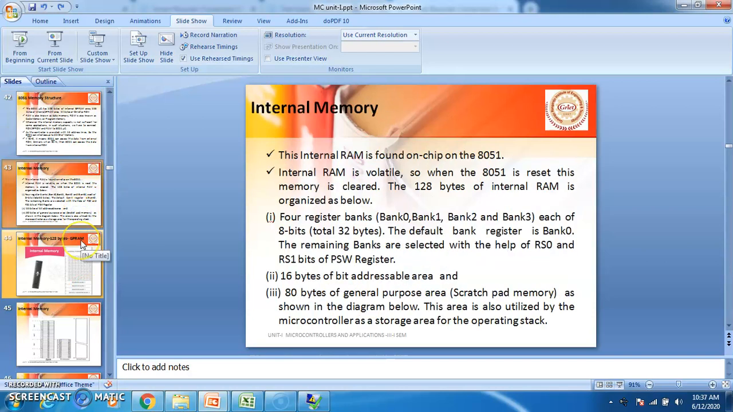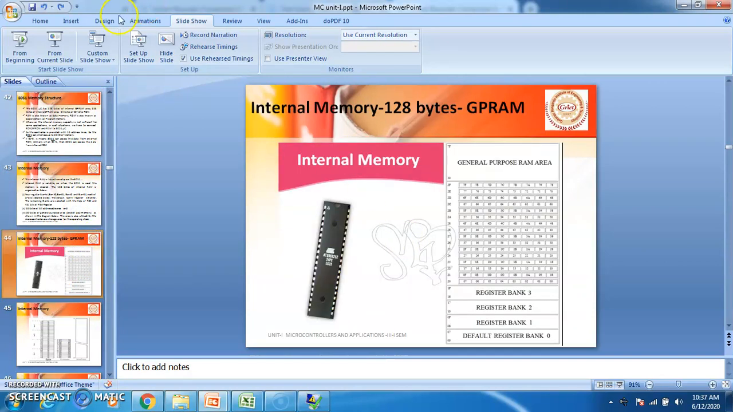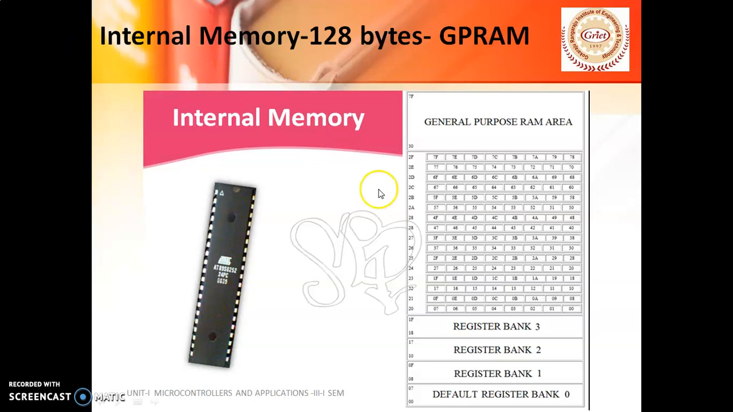see here, let us see this one. This is the lower 128 bytes of RAM. In this lower 128 bytes of RAM, which has been divided into 3 parts, the lower 32 bytes are given for the register banks or the bank registers or the working registers, the next 16 bytes will be given for the bit addressable RAM area, and the remaining 80 will be given for the general purpose RAM area.